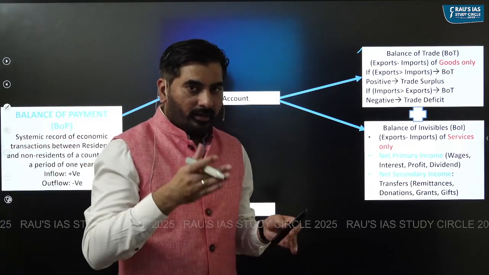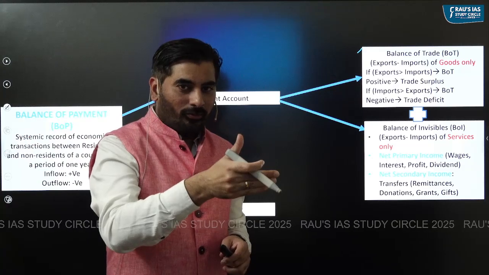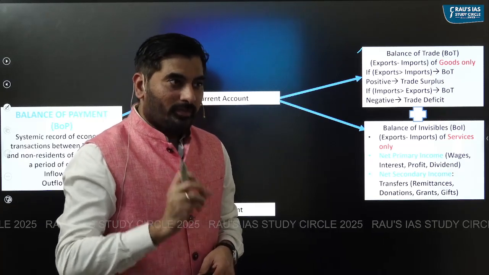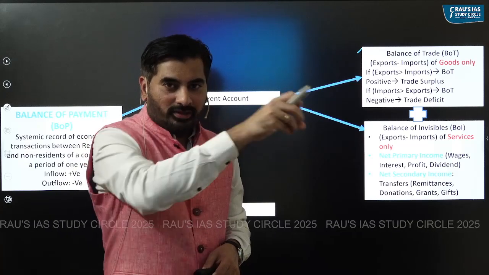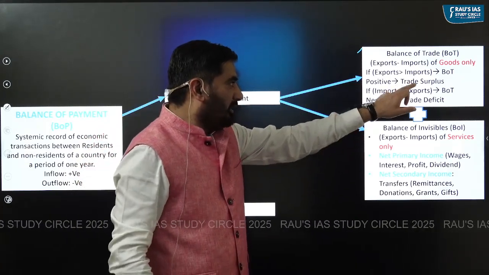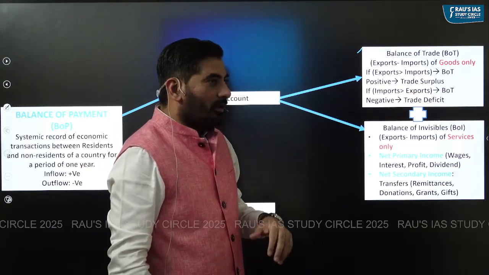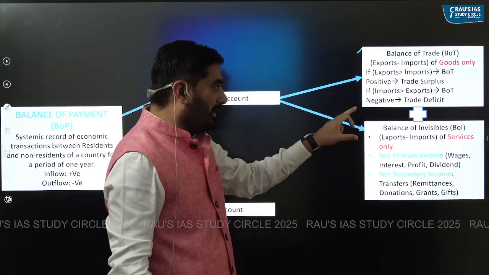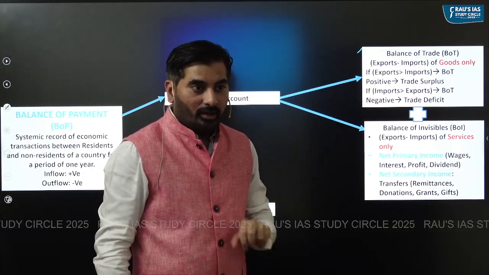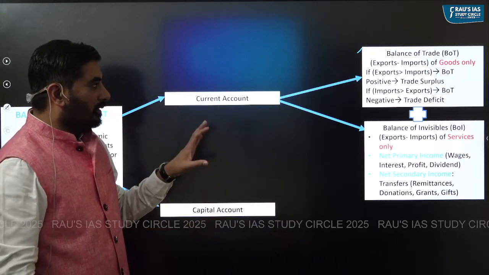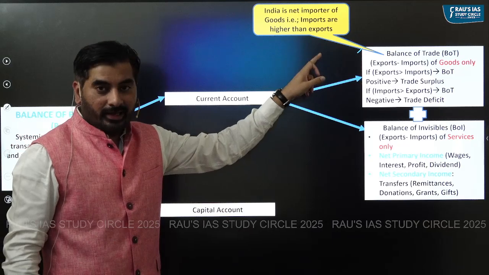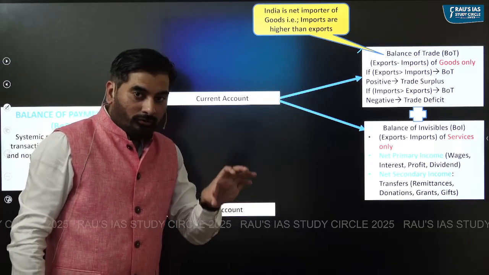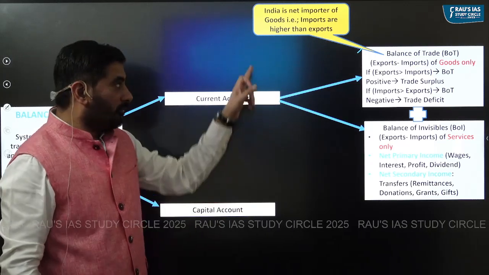So I told you that BOP is always calculated as inflow minus outflow. So please understand, it is export minus import, not import minus export. So if exports from India are more than the imports, then the balance of trade would be positive. Positive means surplus. On the contrary, if import of goods is more than the export of goods, balance of trade would be negative, that is trade deficit. What you must know is that in India, the balance of trade is always negative. When I say always negative, it means India is a net importer of goods. Import of goods is always more than the export of goods.